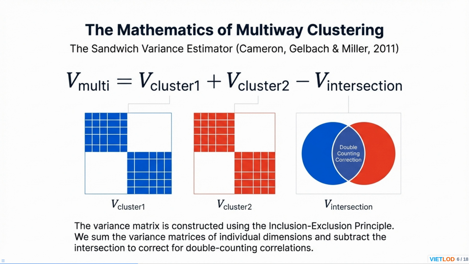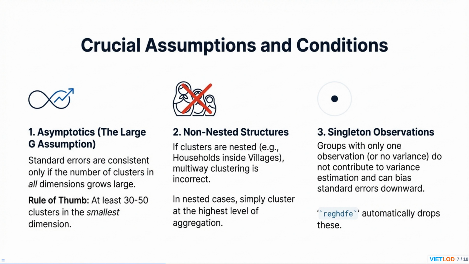Think of it like a Venn diagram. If you sum two overlapping circles, the intersection gets counted twice. To correct for this double counting, we subtract the variance matrix of this intersection. This ensures we arrive at a single, correctly adjusted, robust variance estimate, providing a more accurate measure of uncertainty. This formula is powerful, but it relies on some important underlying assumptions. Let's examine those next.